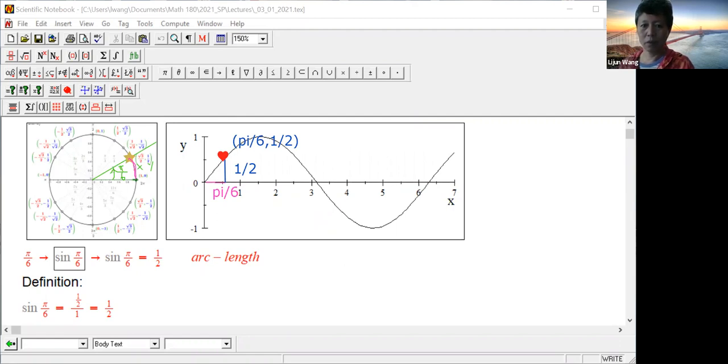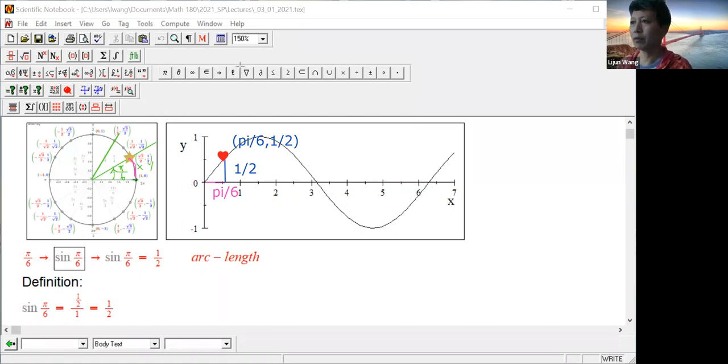Now, Aaron mentioned root 3 over 2. How about root 3 over 2? Can you do the same thing to understand it? Make sure you understand it for root 3 over 2. Do you want to try that? I want to give you 2 minutes to try that. Where do you find pi over 3? Pi over 3, which is this number. The terminal is going to be right here.